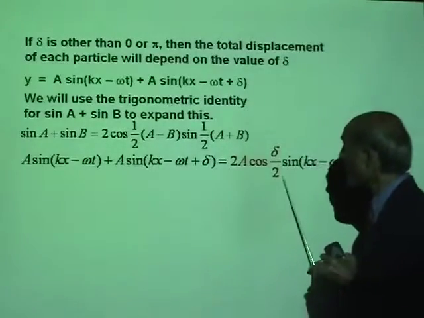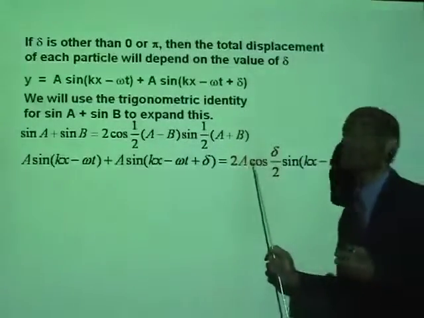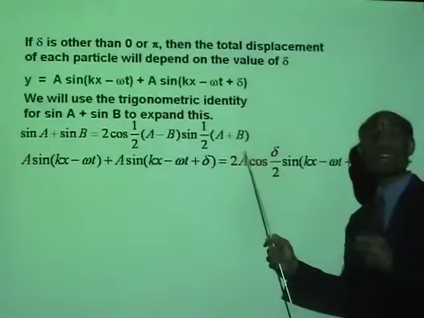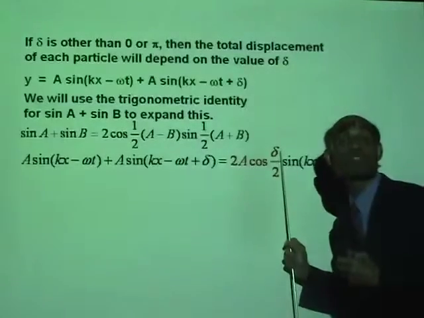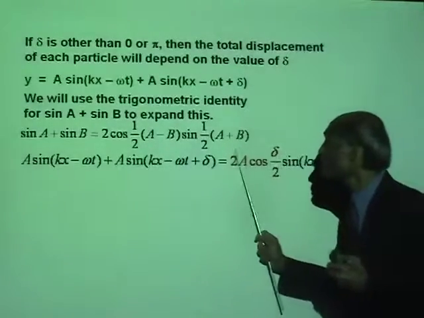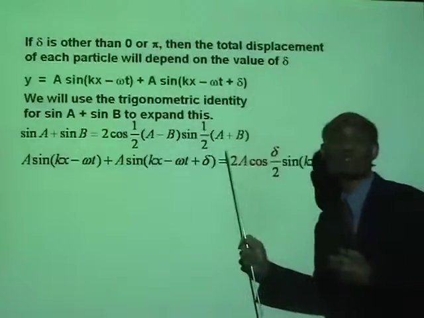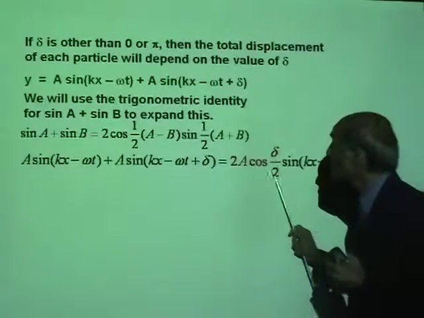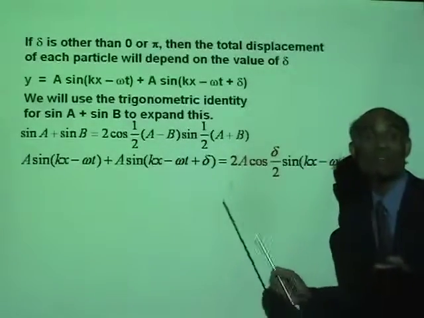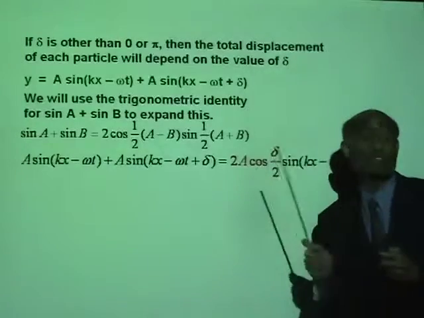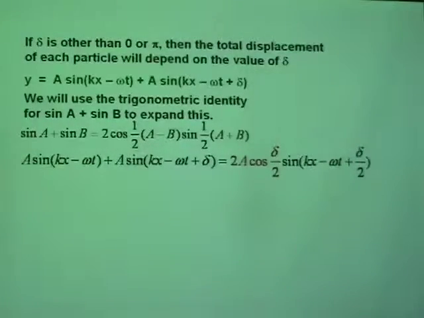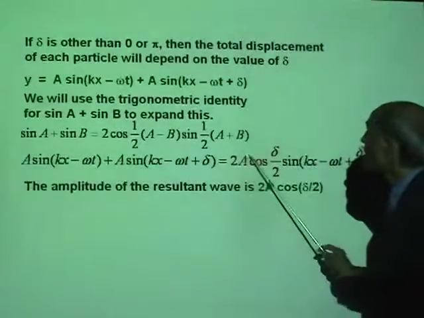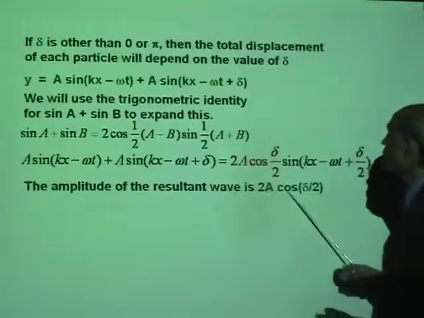Alright, now why have I colored this quantity? If you look at this, 2a cos delta by 2, here is a constant, where delta is the phase difference. Therefore, this is the amplitude of the resultant wave. The amplitude of the resultant wave is this quantity, 2a cos delta by 2. That is what I want you to take note. Alright? Now, the amplitude of the resultant wave is this, 2a cos delta by 2.